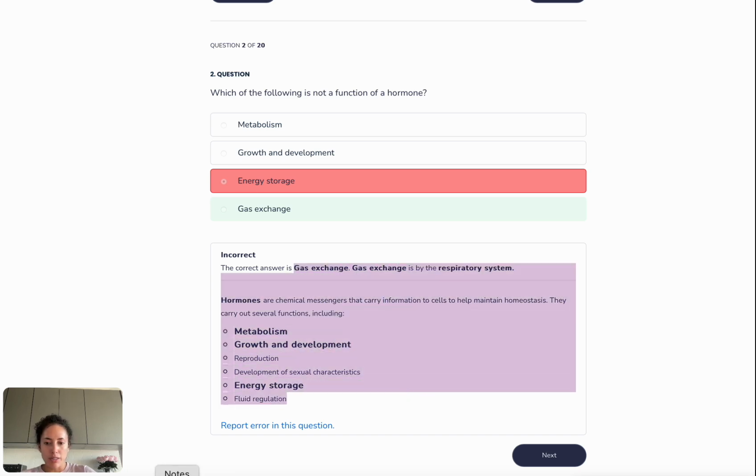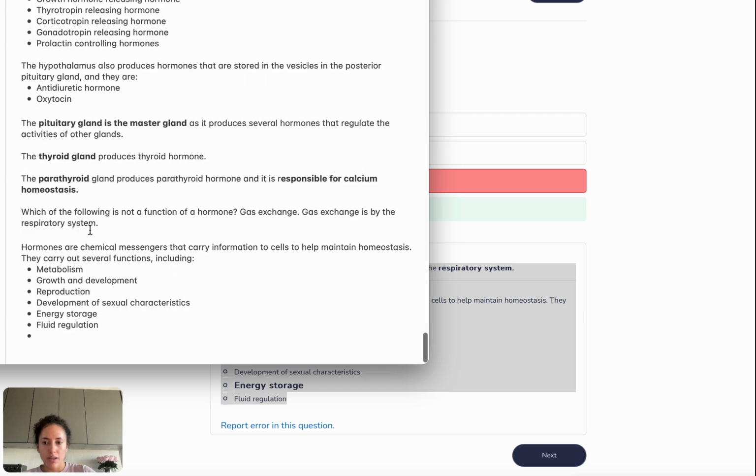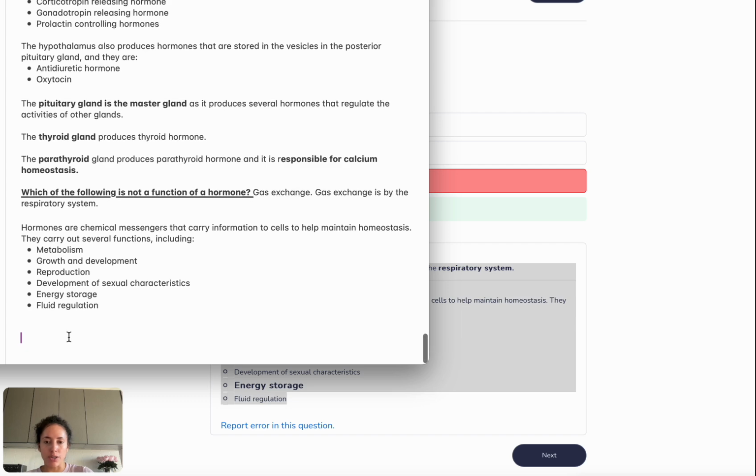So I'm going to copy this and put it in my notes here. I underline in bold, which of the following is not a function of a hormone? Gas exchange. Gas exchange is by the respiratory system. Hormones are chemical messengers that carry information to cells to help maintain homeostasis. They carry out several functions, including metabolism, growth and development, reproduction, development of sexual characteristics, energy storage, and fluid regulation.